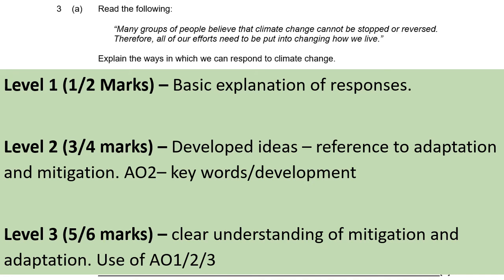If you get to level 2 responses, you've developed your ideas. You've talked about adaptation and mitigation and some AO2 in there. So you're saying this means that, this results in. If you've got level 3, and that's going to be peppered throughout your answer, there's a clear understanding and you've got use of AO1, AO2, AO3. So AO1 is data, geography words, place names, examples. AO2, develop your ideas with which means that. And AO3, throughout your work, you're going to say this is significant because, and of course you must write a conclusion.